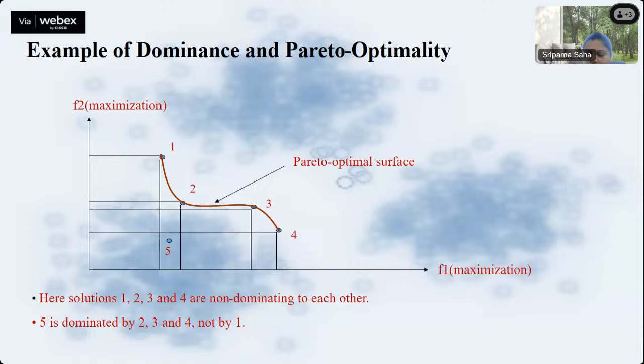And both of them are equally good. But if you compare solution 5 and solution 2, solution 5 is dominated by solution 2, because in both the objective functions, solution 5 has lower objective function values than solution 2.